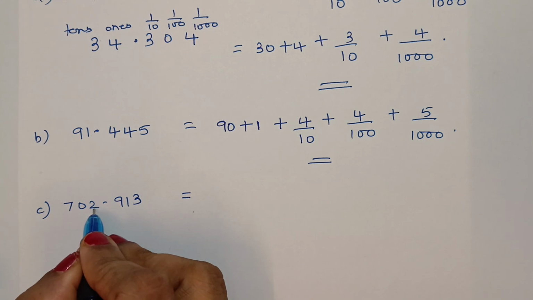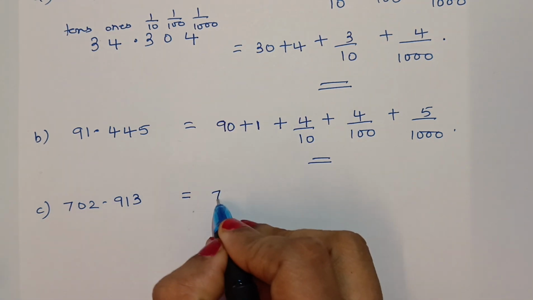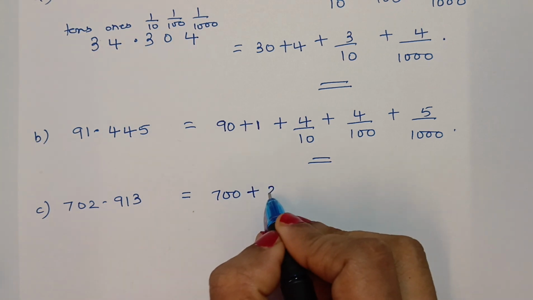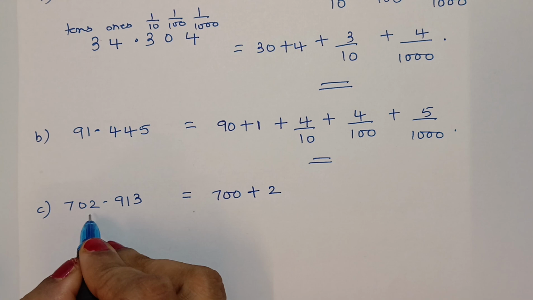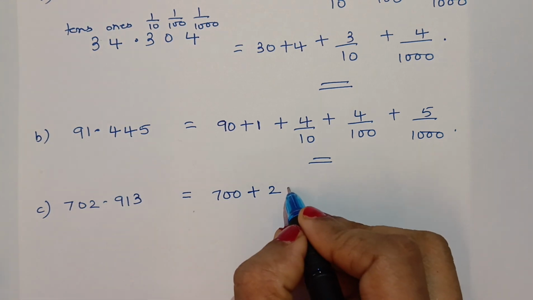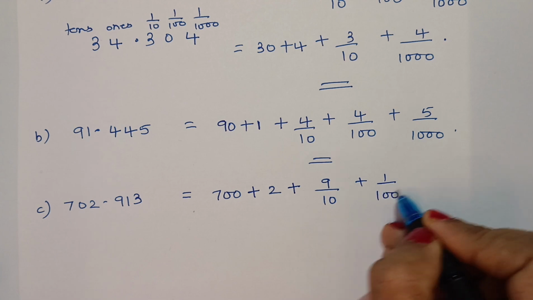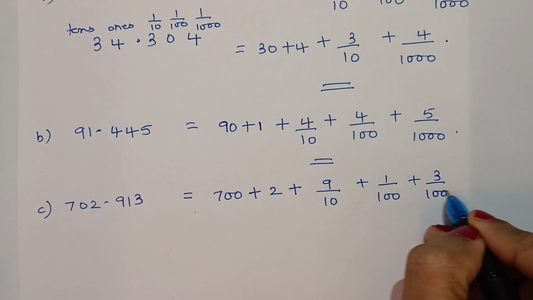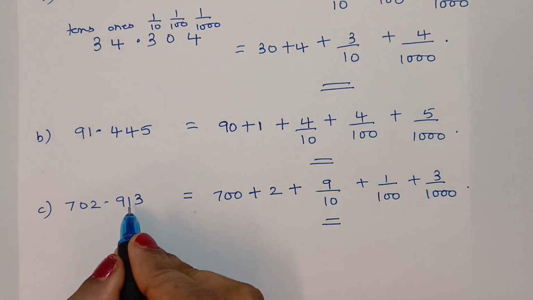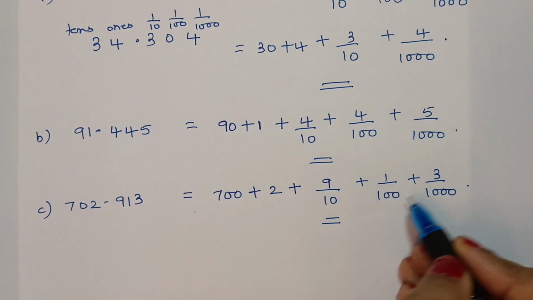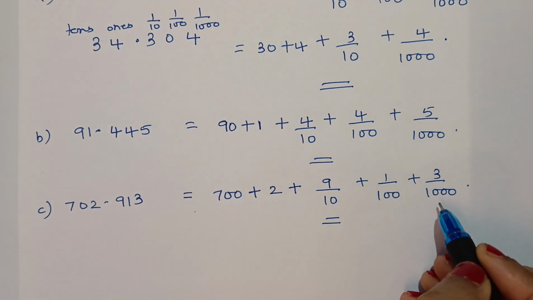702.913. Now see, ones, tens, hundreds. So 700, even if you don't write this 0, still it is understood. So plus 2. Why plus 2? Because 2 is in which place? Ones place. Plus 9 by 10 plus 1 by 100 plus 3 by 1000. Because after the decimal point, this part is called what? Fractional part. So we have to write it down in the fractional part.